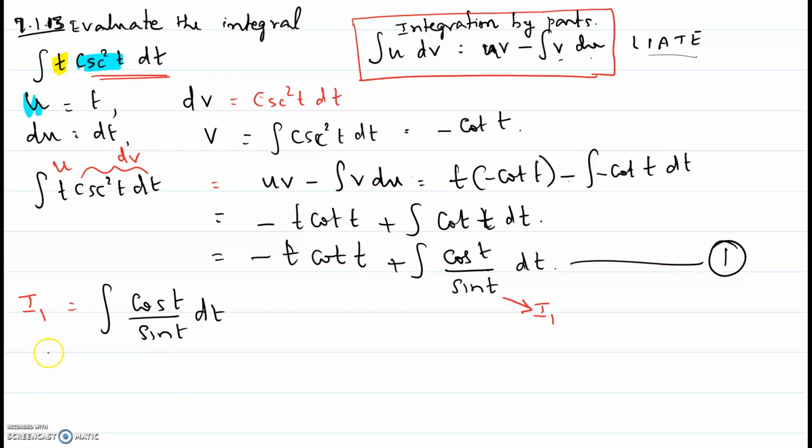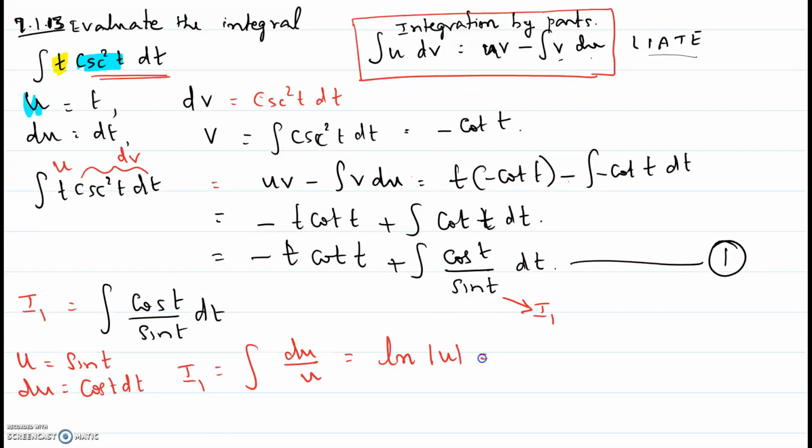Now we are going to apply ordinary substitution over here. We will take u equal to sine t. So du would become cosine of t dt. So I1 is the integral of cosine t dt, where the numerator is simply du, and the denominator is u, which gives ln of absolute u, or, if you substitute back for u, ln of absolute sine t. So that is the value of I1.